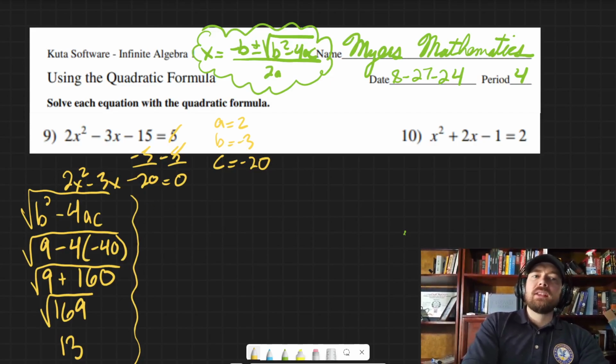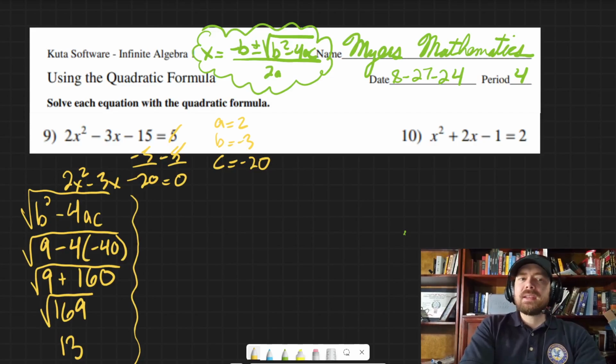Now, the reason why I like to do that off to the side is because it takes a long time to get the whole thing under the radical simplified. So if you've watched another video on this, I've already kind of explained it. But that's the reason why I like to do it that way. It's kind of just a preference thing.